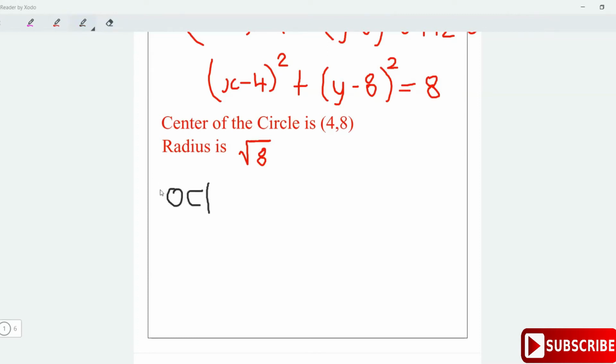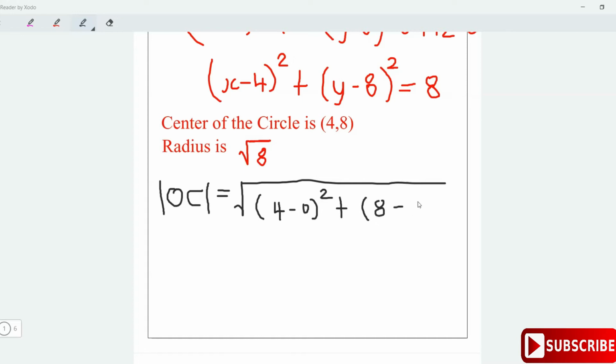So the length OC, the distance from O to C, is, remember, the square root of x2 minus x1 squared plus y2 minus y1 squared. So it's going to be x2 is 4 minus 0 squared, plus y2, which is 8, minus 0 squared. That would be the distance OC. And so the distance OC works out to be the square root of 4 squared plus 8 squared.